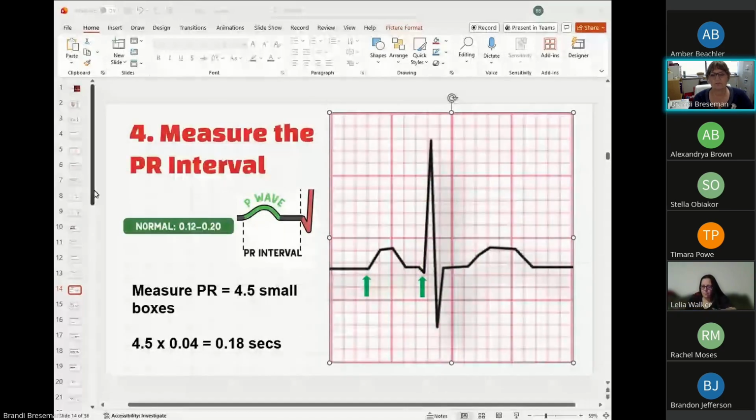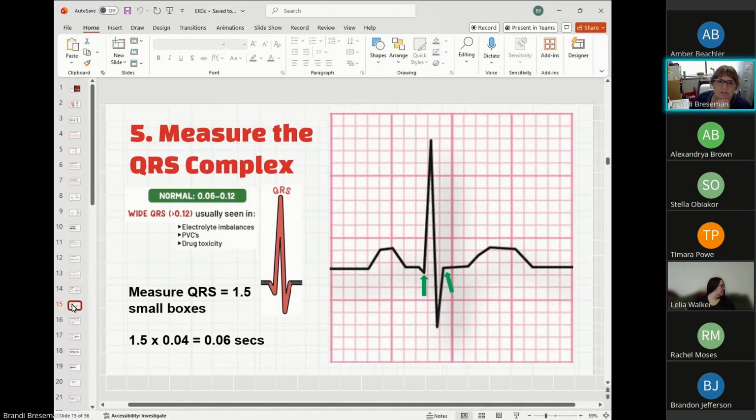Then we're going to measure the QRS complex. The QRS complex starts at the beginning of the Q and ends at the end of the S wave. This is my Q, R, S. So beginning of my Q to end of my S. And this is where you use calipers, because you can measure this and then bring it up where you can see the boxes clearly.